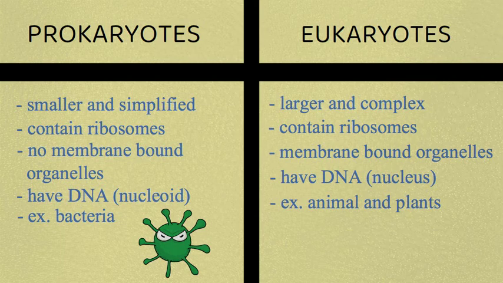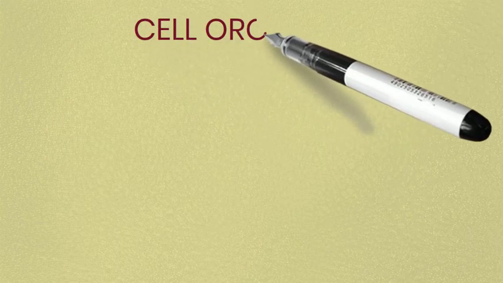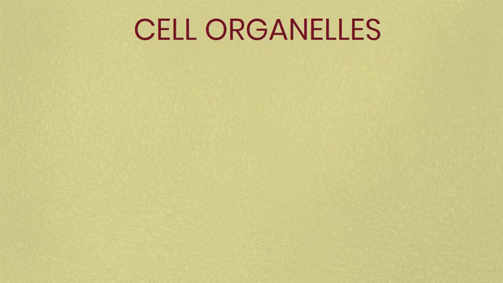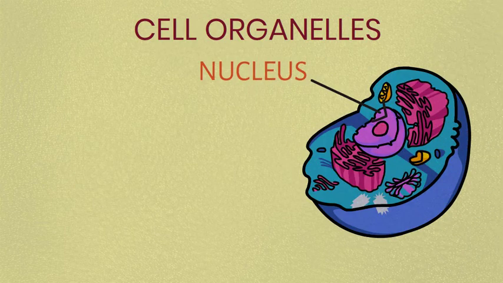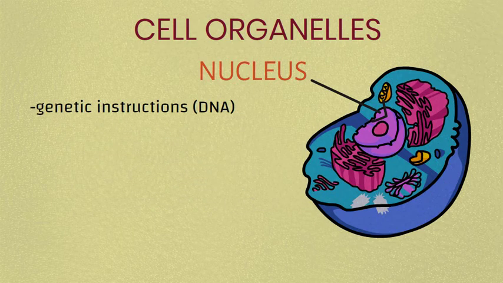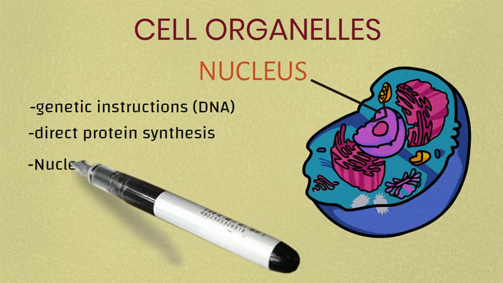Now let's look at the parts of a eukaryotic cell. A eukaryotic cell contains many organelles. The first type of organelle is the nucleus. It is located in the middle of the cell and is usually the largest. It contains genetic instructions, which is DNA. It directs protein synthesis, and it has a nuclear envelope surrounding it.